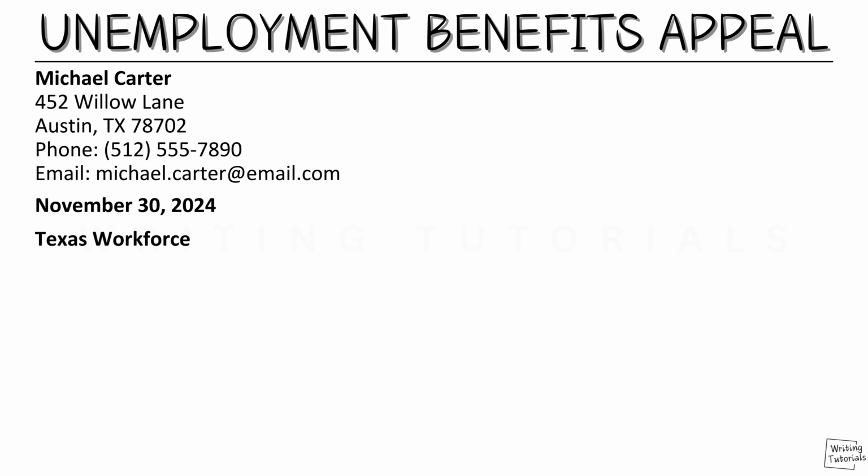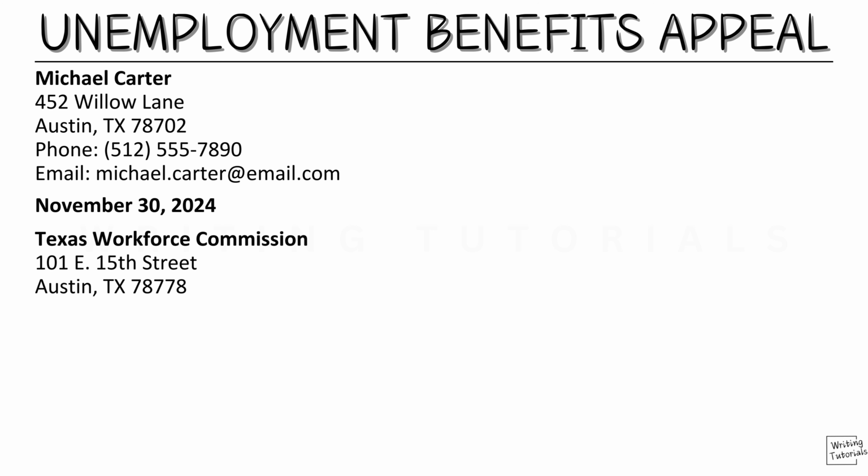Addressing the recipient. Now, move on to the recipient's details. In this case, it's addressed to Texas Workforce Commission, 101 East 15th Street, Austin, Texas 78778. When writing your appeal, make sure you send it to the correct department, such as the appeals office or unemployment agency in your state. If you're unsure of the exact address, check the denial notice or your state's unemployment office website. This ensures your appeal gets to the right place without unnecessary delays.